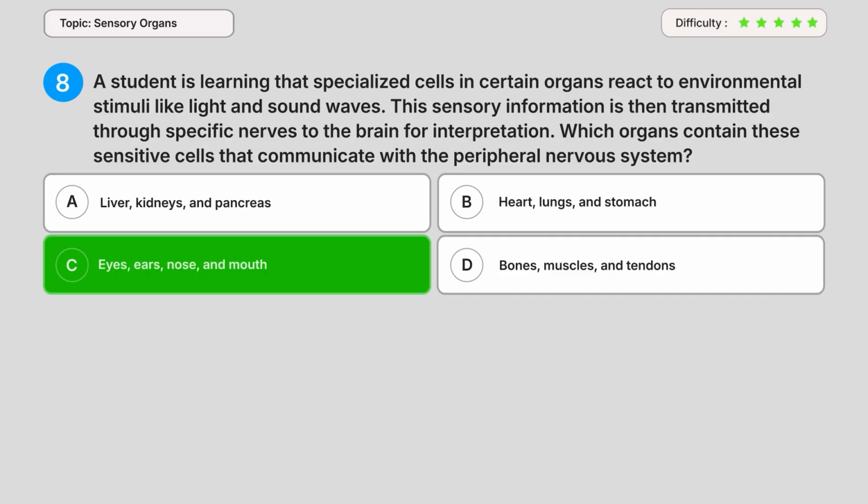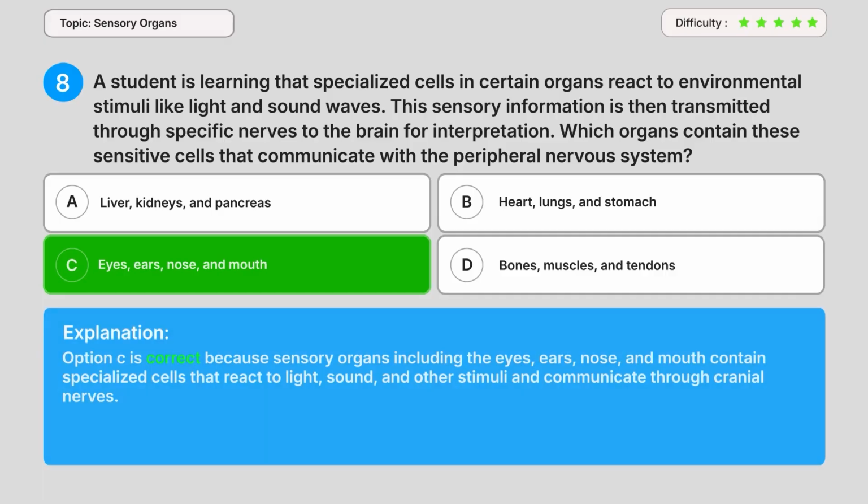Correct answer, C. Eyes, ears, nose and mouth. Explanation. Option C is correct because sensory organs, including the eyes, ears, nose and mouth, contain specialized cells that react to light, sound and other stimuli and communicate through cranial nerves.